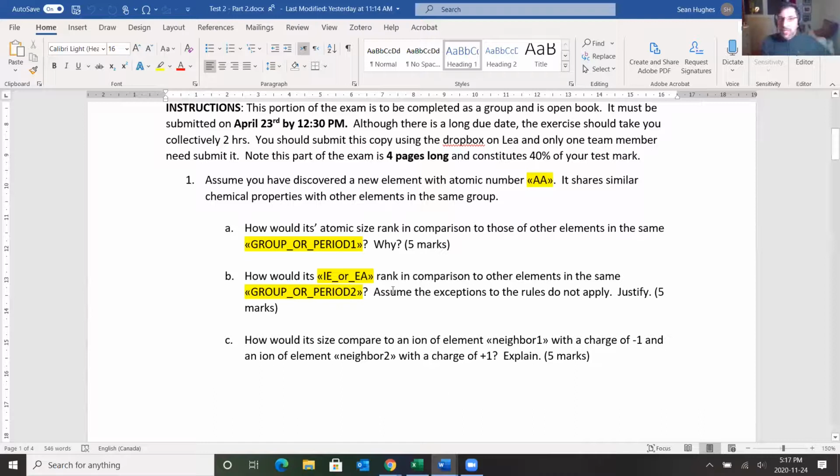So again, think of periodic properties. You all had the same element. How would you rank its atomic size in this group or period? How would it be for its ionization energy or electron affinity? So things I didn't necessarily ask on the first test, but very much related, going more into the specifics. And then they could have a discussion on that and come to a consensus about what they think the right answer is.